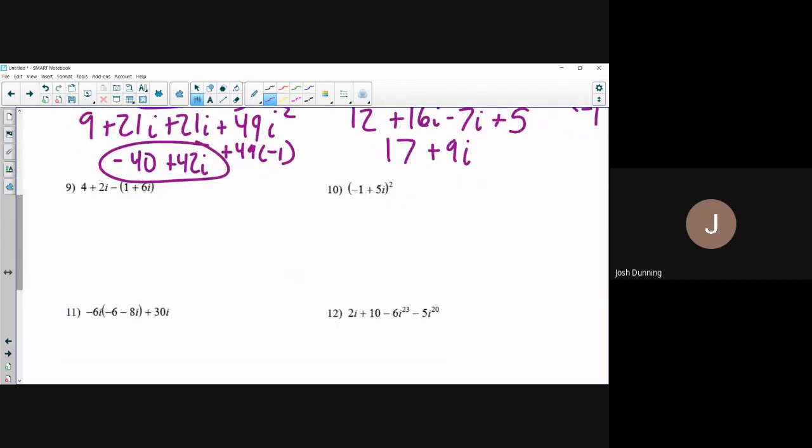Tomorrow's quiz will be pretty similar to this too. Hopefully this isn't too bad. Now 9, we distribute the minus, -1, -6. 4 minus 1, 3. 2 minus 6, -4i.